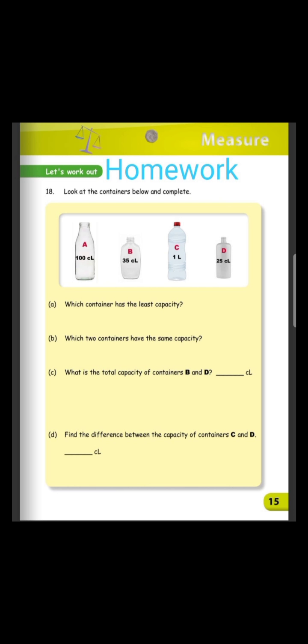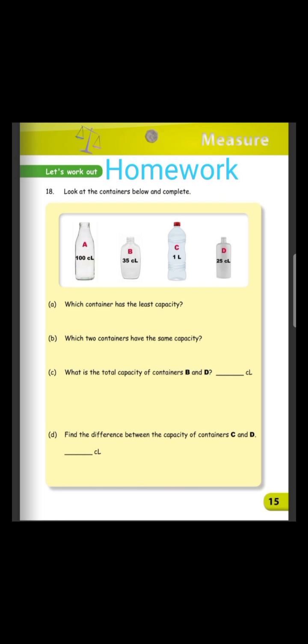So 1 liter is equal to 100 centiliters. So container C is 100 centiliters. This is the first thing that you will have to do. Part A now. Which container has the least capacity? Least. It is container D with 25 centiliters. Part B. Which 2 containers have the same capacity? Same capacity.